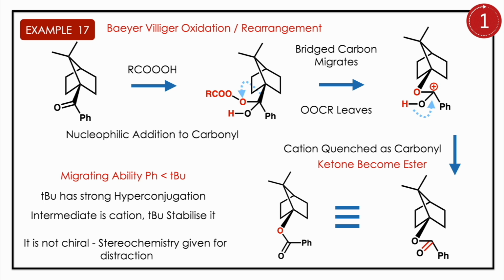You have COO elimination and cation near the alcohol. So the cation has to be quenched. It is quenched as carbonyl. So you start from ketone, end up with ester. You have the final product. Here the stereochemistry is given as a distraction because the carbon is not chiral. Since both carbons are the same, it is achiral. The concept you have to learn here is tertiary butyl has higher migrating ability than phenyl group.